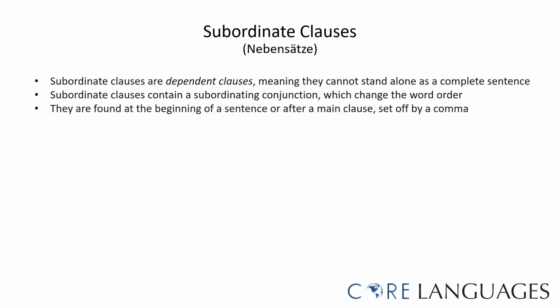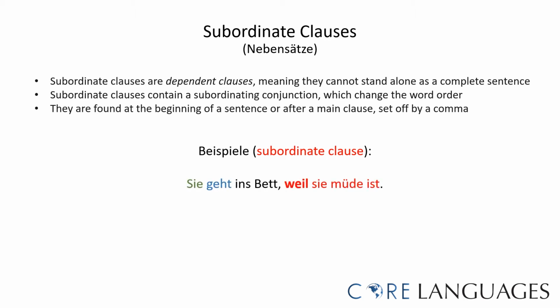A subordinating conjunction can either be at the beginning of a sentence if the sentence begins with a subordinate clause, or they can appear after the main clause set off by a comma if the sentence begins with the main clause. Here are examples or Beispiele of subordinate clauses that follow a main clause.